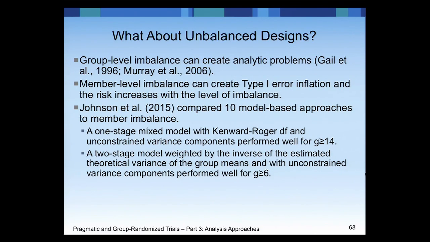A paper by Johnson et al. published in 2015 looked at 10 different model-based approaches to dealing with member imbalance, and they identified 2 that worked pretty well, but only under certain conditions. A one-stage mixed model approach using Kenward Roger degrees of freedom and unconstrained variance components worked well in larger trials, that is, studies that had 14 or more groups in each arm. A two-stage model weighted by the inverse of the estimated theoretical variance of the group means, also with unconstrained variance components, performed well so long as we had at least 6 groups per condition.